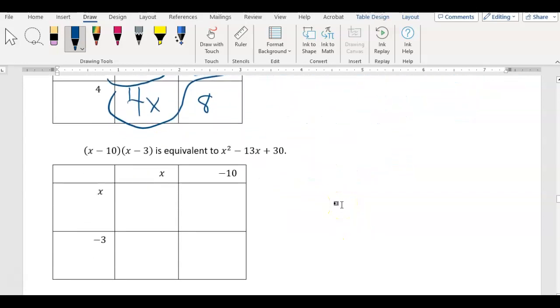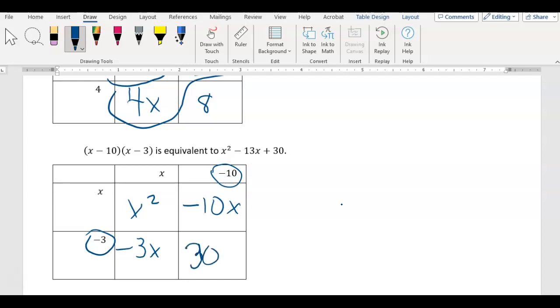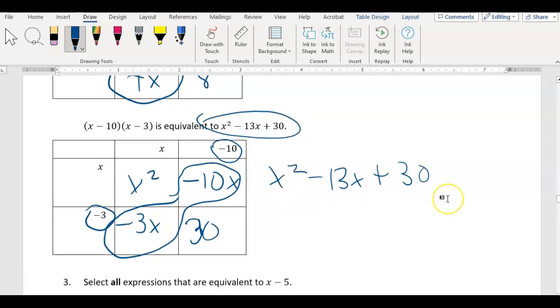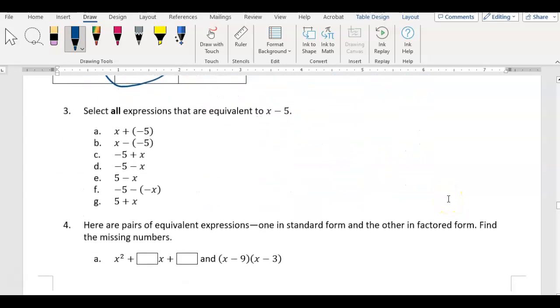Now here, we're going to do x times x is x squared, negative 10 times x is negative 10x, negative 3 times x is negative 3x, and negative 10 times negative 3 is positive 30. So I can combine these and do x squared minus 13x plus 30, right? Combining these because they're like terms, and we get the same thing as this. So we know that that is true, and we've proven it.